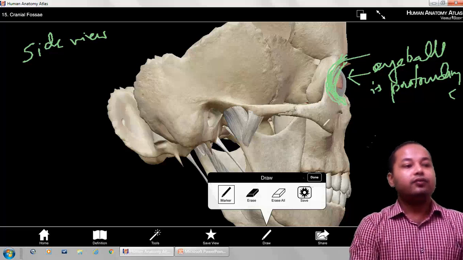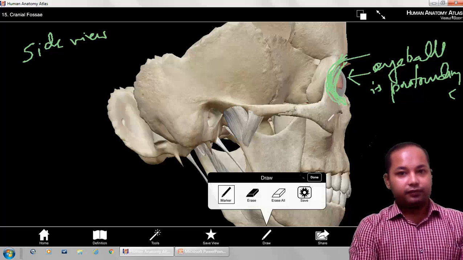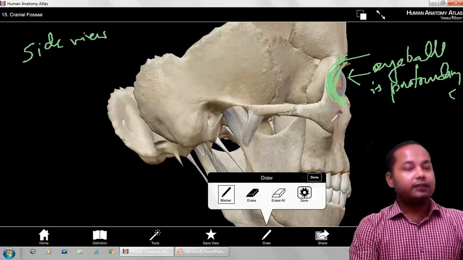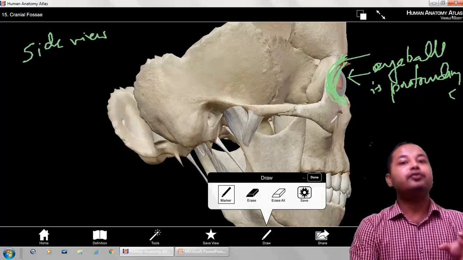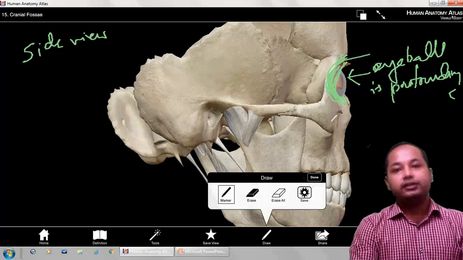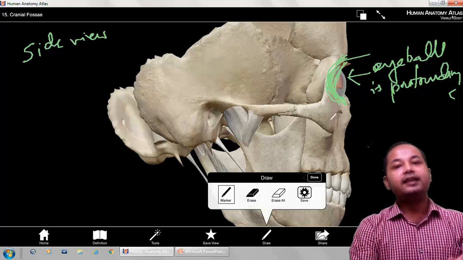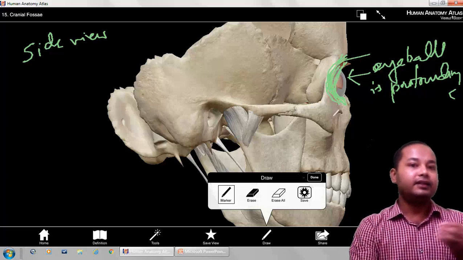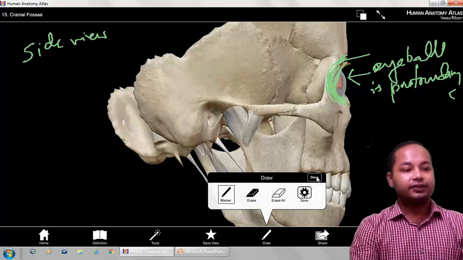So while it is being protected, the lateral margin is put a little bit behind, and the orbit, the eyeball, is protruding out, so that it gets a wider angle of view of everything present in front of it. This is the beauty of the structure.